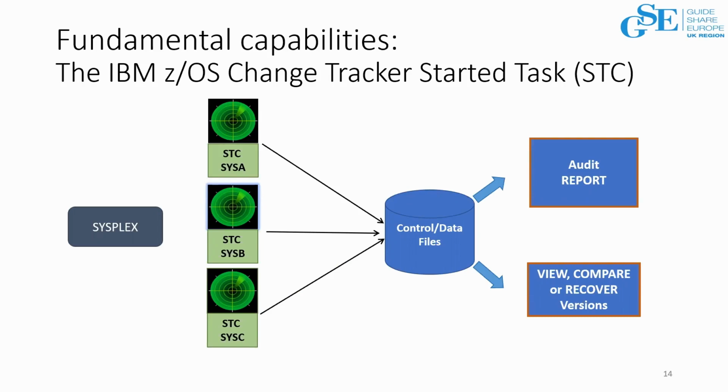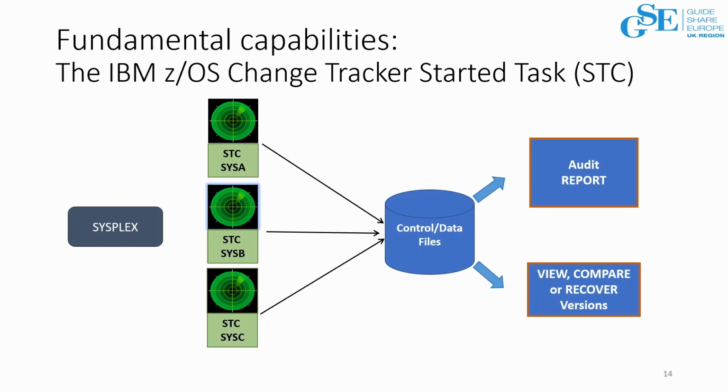Fundamentally, IBM zOS Change Tracker is a started task on every LPAR within the sysplex, reporting to a common set of control files. And from those control files, recoveries can take place, audit reports can take place, and members can be recovered from those as well.